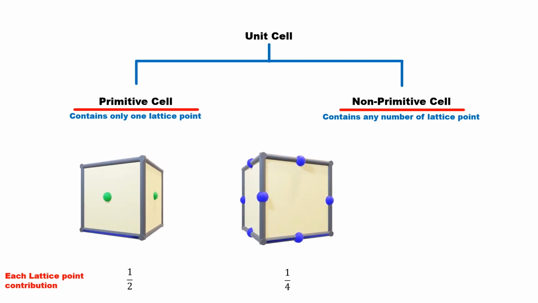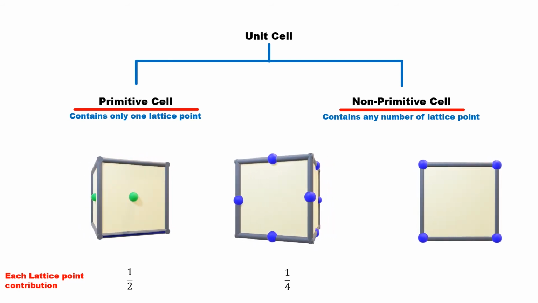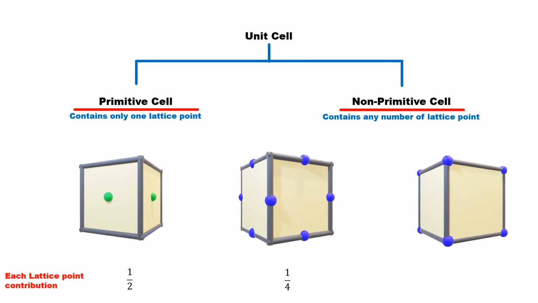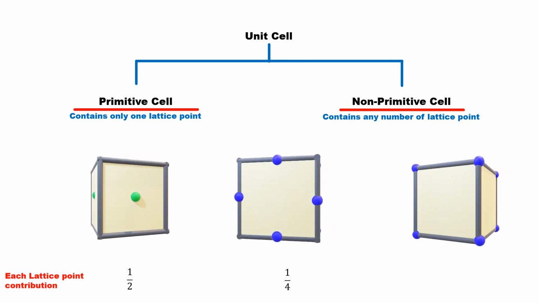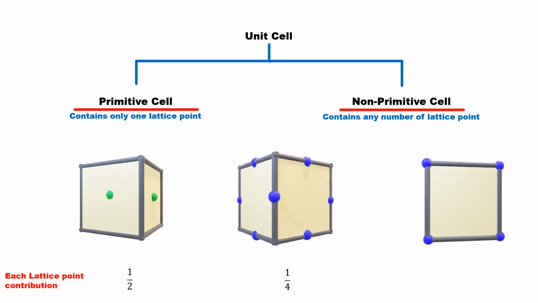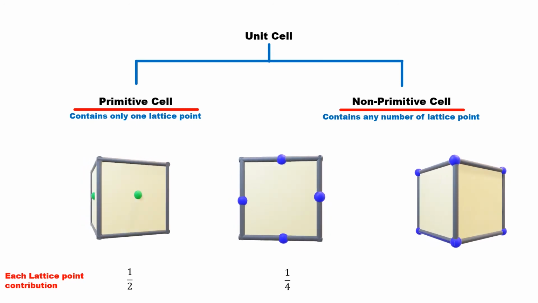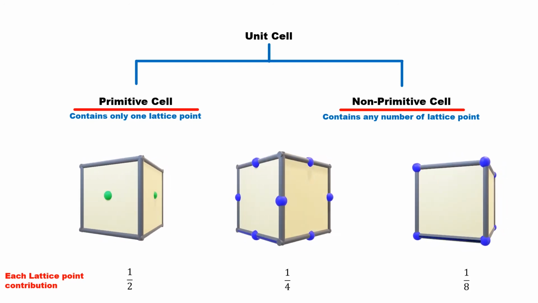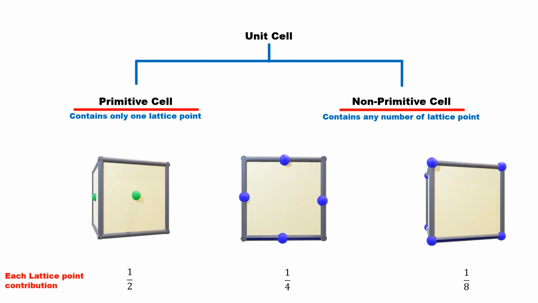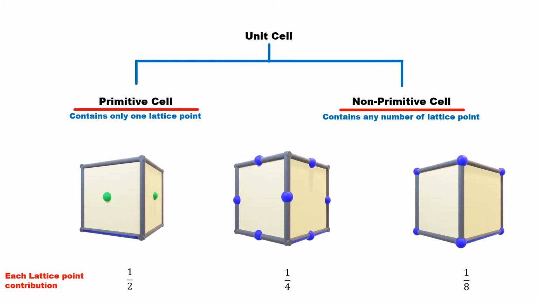Similarly, if the lattice point is at the corner of a unit cell, it is surrounded by a total of 8 different unit cells. In such a case, the contribution of a corner atom in a single unit cell is only 1/8. The remaining 7/8 part is outside the unit cell.